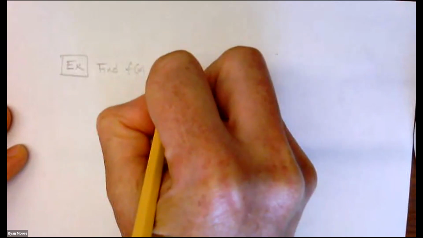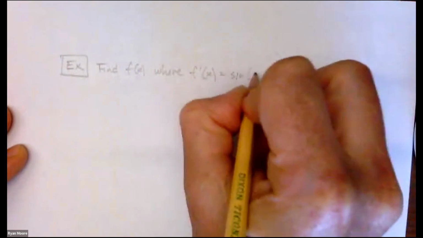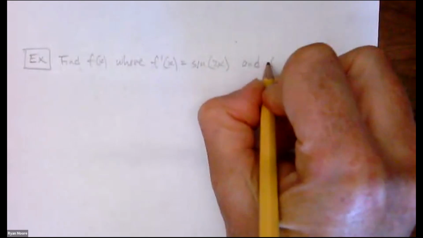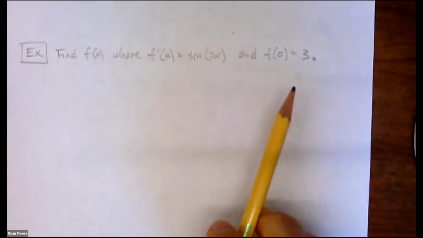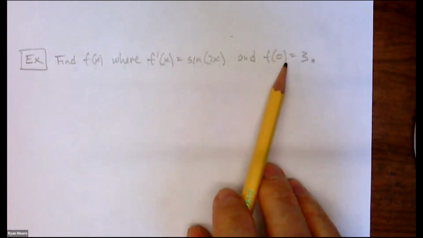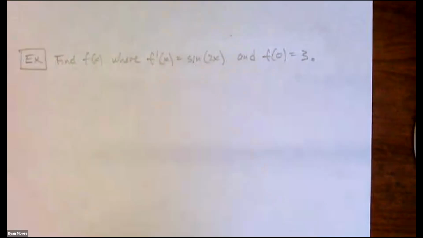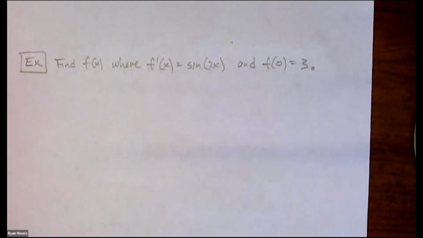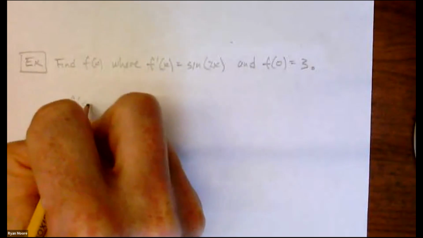All right, example. Find f of x where f prime of x equals the sine of 2x and f of 0 equals 3. Okay. We'll come back to why they provide f of 0 equals 3. Turns out we'll need that toward the end of the problem. Let's focus on f prime of x equaling sine 2x. What would that make f of x?